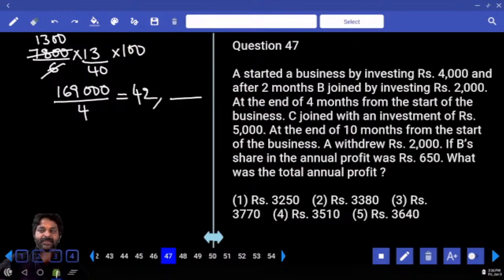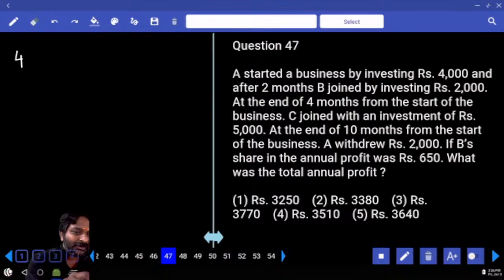A started a business by investing 4,000. After 2 months, B joined by investing 2,000. At the end of 4 months from the start of the business, C joined with an investment of 5,000. At the end of 10 months from the start of the business, A withdrew 2,000. If B's share in the annual profit was 650, what was the total annual profit?